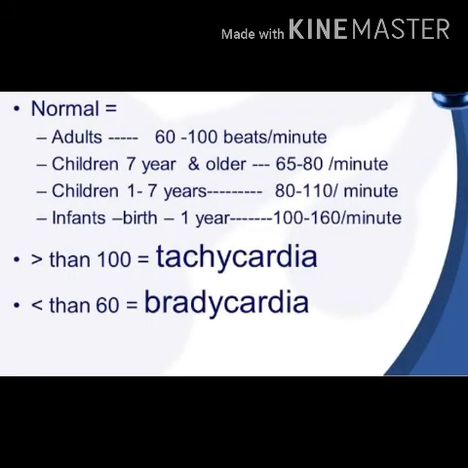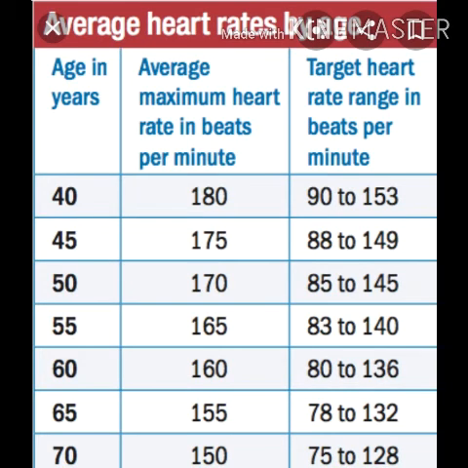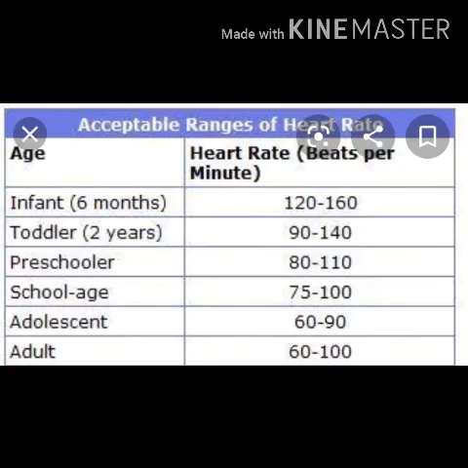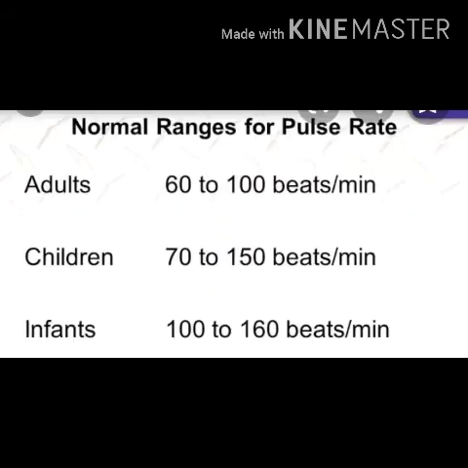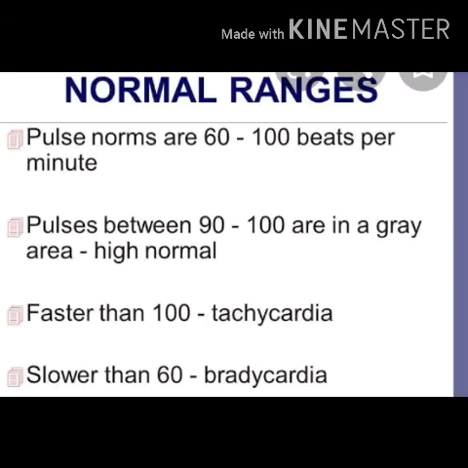Now there are some disorders associated with irregular heartbeat: tachycardia, a condition when the heartbeat increases above 100 beats per minute, and bradycardia, a condition when the heartbeat decreases below 60 beats per minute. So that is it for today, next we will start with another topic.